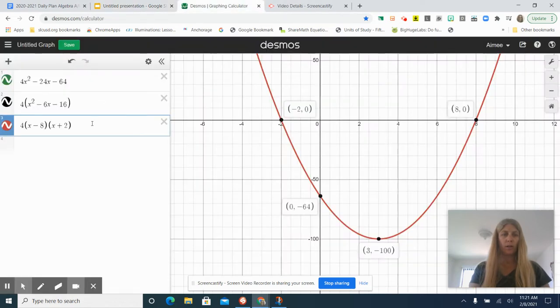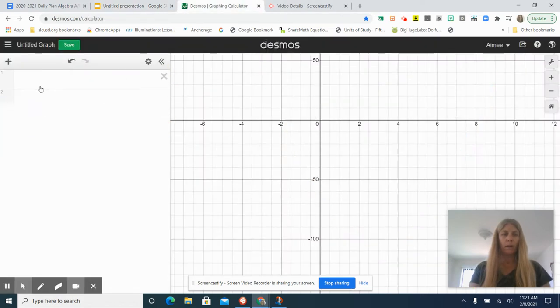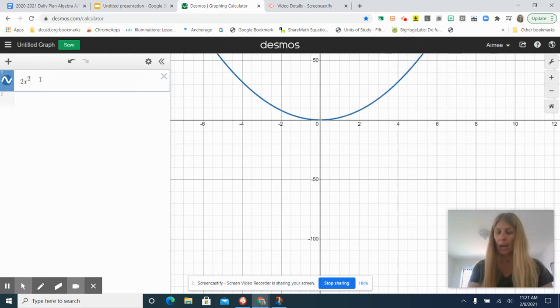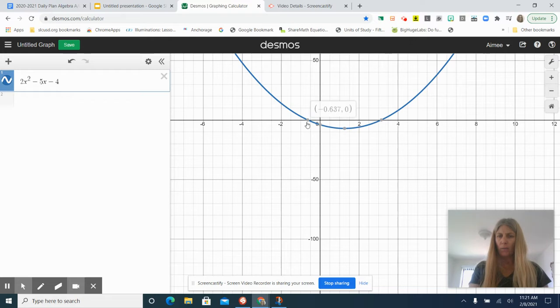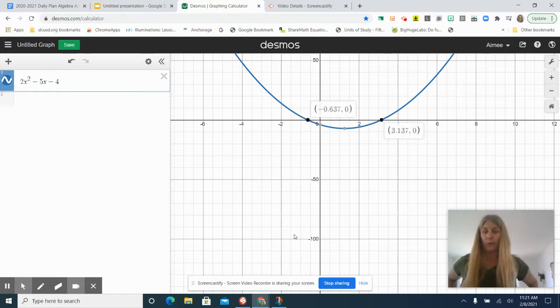If we go ahead and go into our Desmos, and we type in this equation, 2x squared minus 5x minus 4. Notice here we do have roots. And so we know it's factorable because we have roots. But we can't use this method to do so. And that's why we're going to learn in a couple more sections the quadratic formula, where you're just going to plug in your A and B and C into your formula and solve that way.